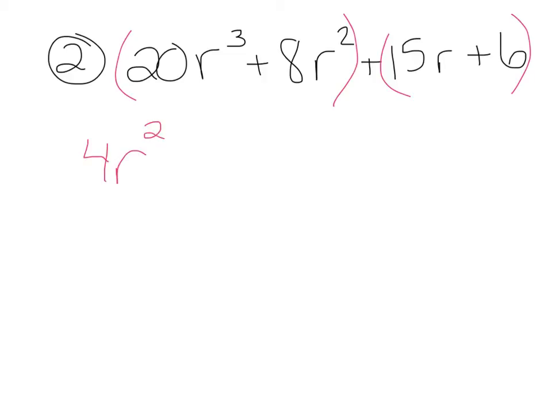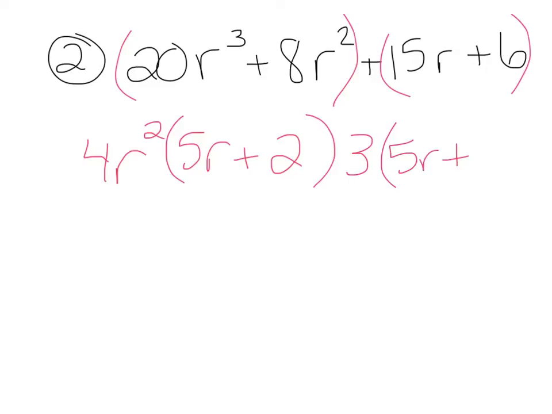It's always going to be some number times r, or x, whatever, to the second power. Okay, divide everything by 4r squared. You get 5r plus 2 in your parentheses. And then our second parentheses, we're going to pull between 15r and 6. We can pull out a 3. Divide everything by 3, you get 5r plus 2. Same parentheses as the first one, so you did it correctly.